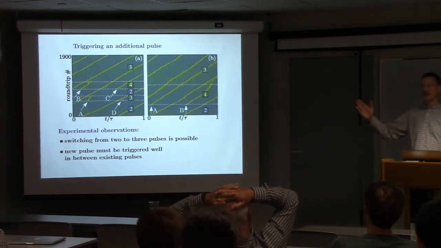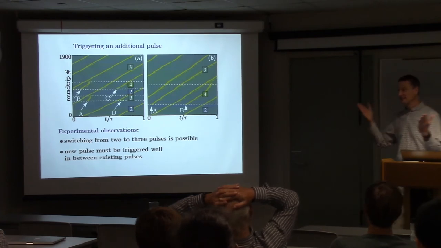Okay, so the question is really, where does this work? So you have some pulses in your cavity, you want to maybe put another bit in there, how do I do that? You had a question?